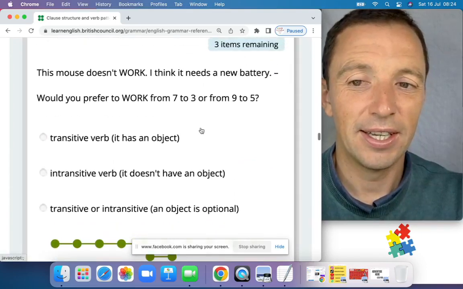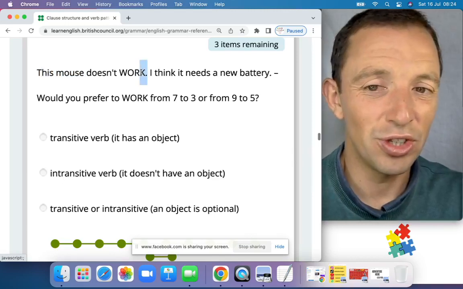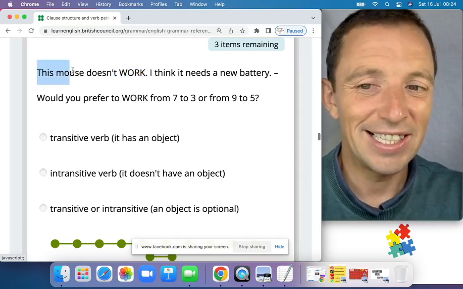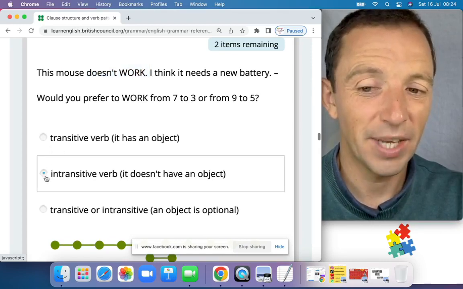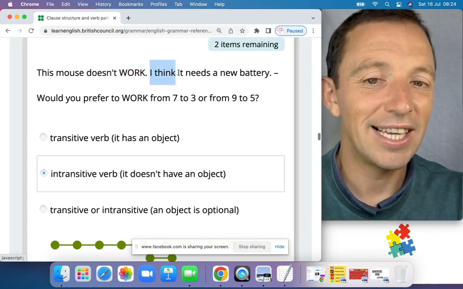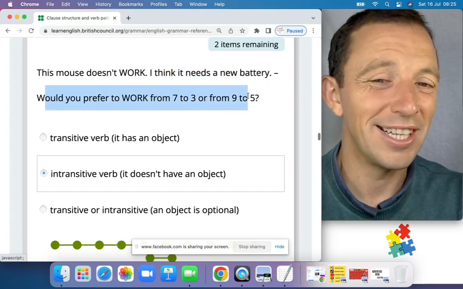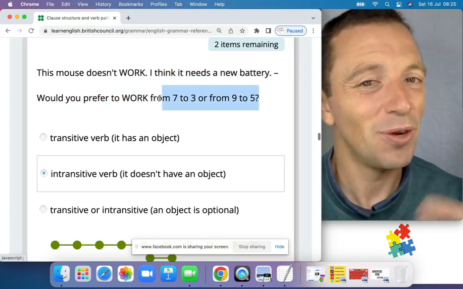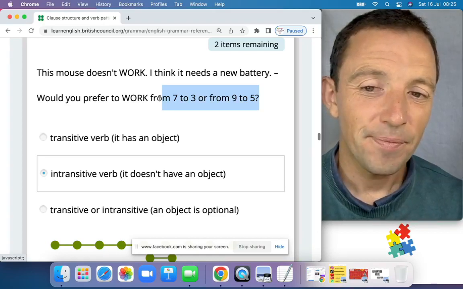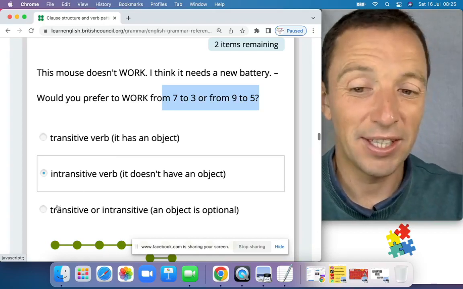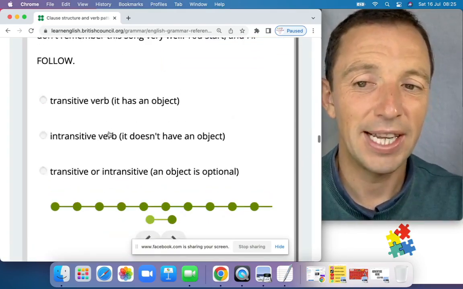Next. This mouse on the computer, this mouse does not function, does not work. This is the subject, and the verb is work. There's no object. Intransitive. I think it needs a new battery. Would you prefer to work from 7 to 3 or 9 to 5? Again, it's a time. I don't know if that's classified as an object. So I think there's no object. I think that's intransitive again. So this exercise is very interesting. Next.